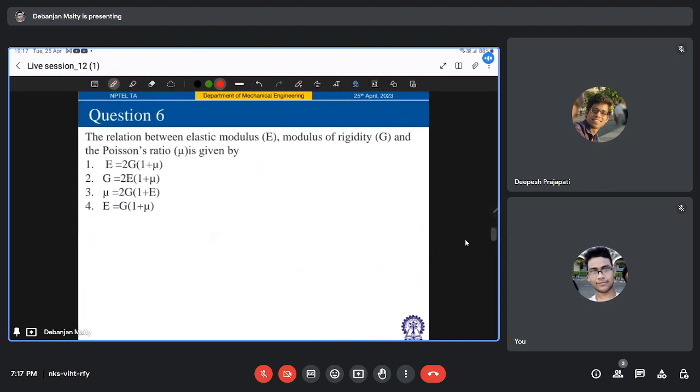So to discuss these properties, I know that you already know the relations between E, G, mu, and K. So you know that E equal to 3K into (1 minus 2 mu) equal to 2G into (1 plus mu). I'm not getting into derivations. You can basically derive it also. That is not very complicated. Anyhow, I'm not going into that.